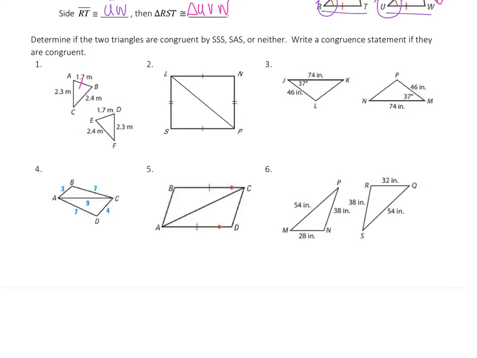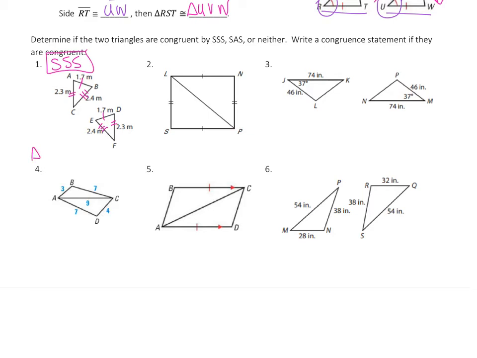any sides that are congruent to each other. So our 1.7, we have a 2.3, and here's a 2.3. And then 2.4 and a 2.4. So we can see there are 3 sides in one triangle that's congruent to 3 sides in another triangle. So yes, these 2 triangles are congruent by side, side, side.